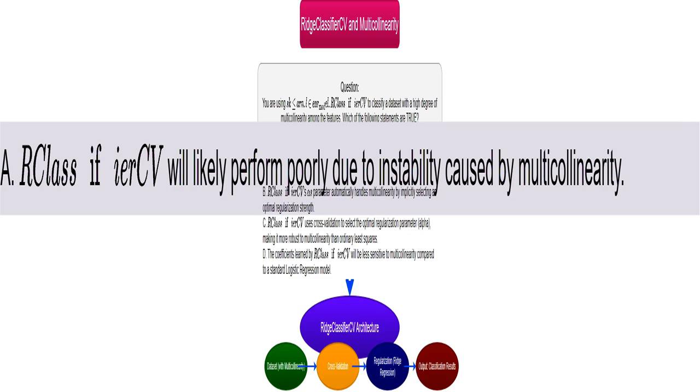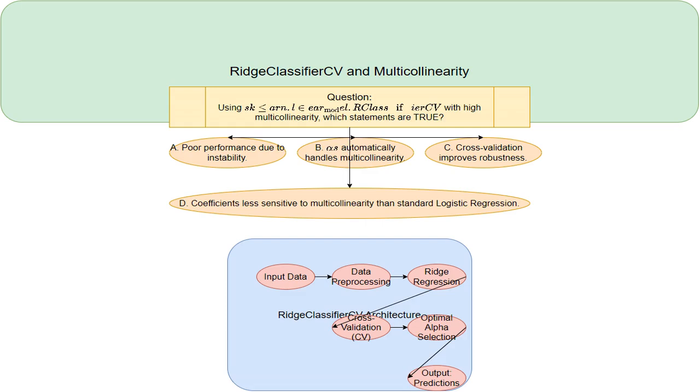RidgeClassifierCV is specifically designed to mitigate the effects of multicollinearity, so it's unlikely to perform poorly solely because of it. I'm focusing on how RidgeClassifierCV, a type of linear model, deals with multicollinearity. Multicollinearity means that some features in your data are highly correlated. This can cause problems, because it makes it hard to figure out which features are truly important for prediction.